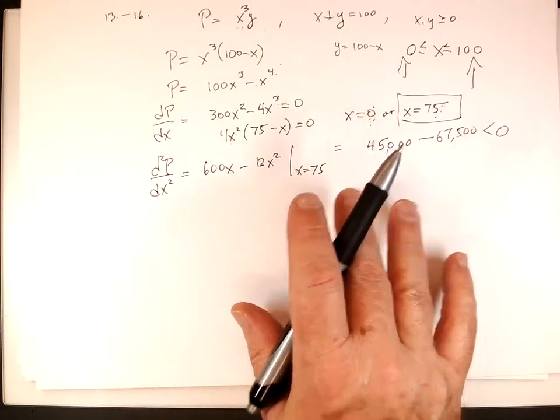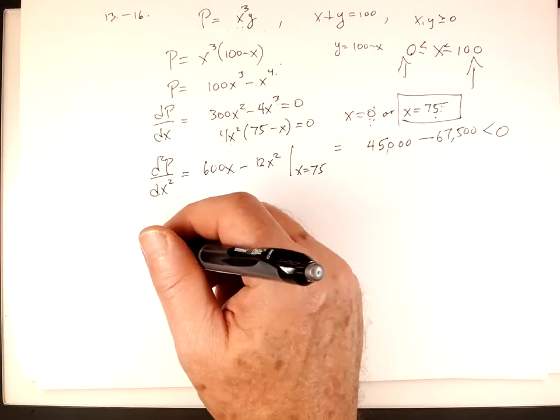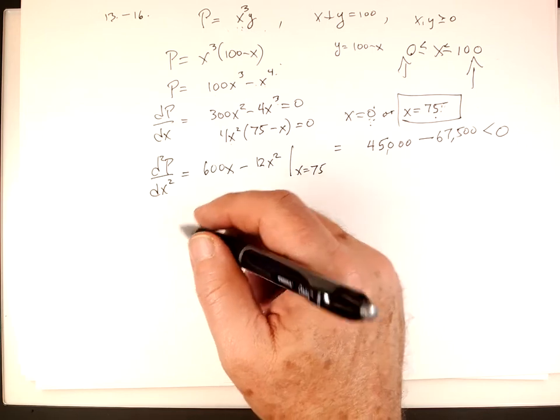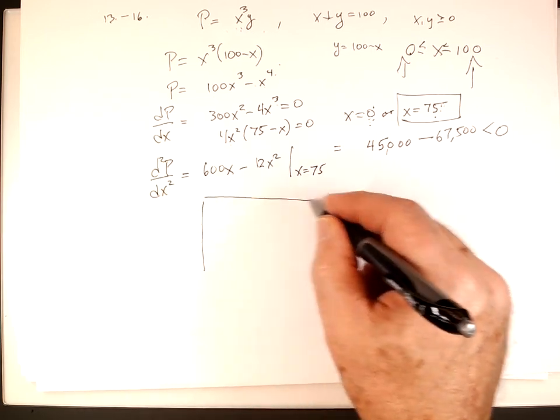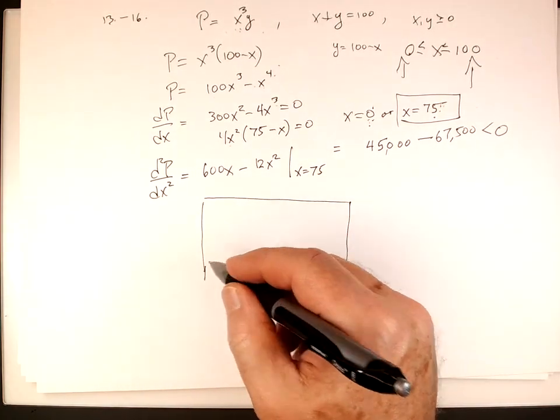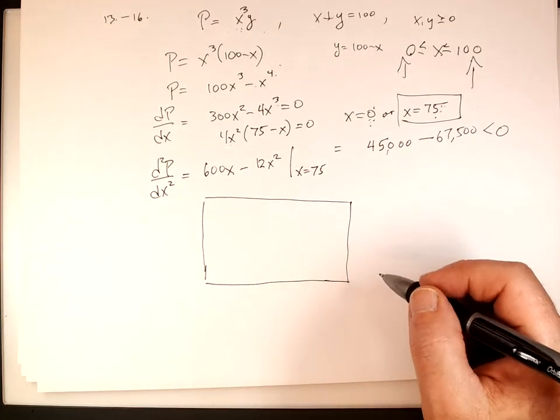Okay, 17 through 20. A rectangular fence is to be constructed. All right, here's a farmer question. See if we can do this in 5 minute increments.